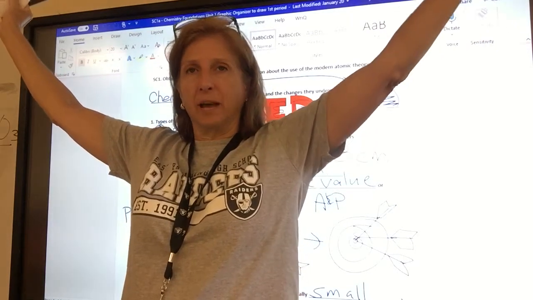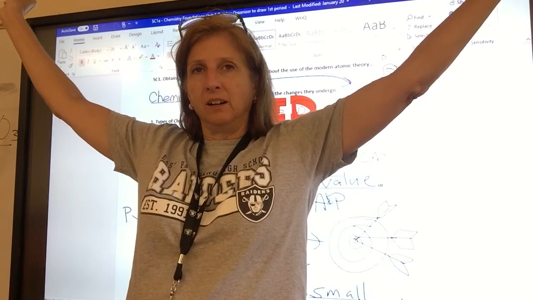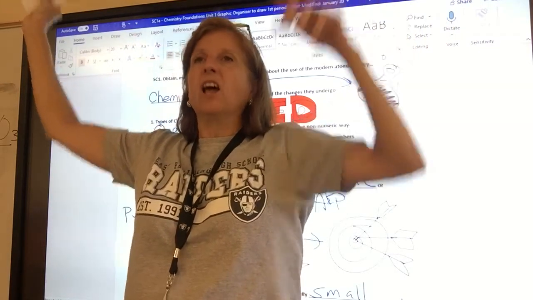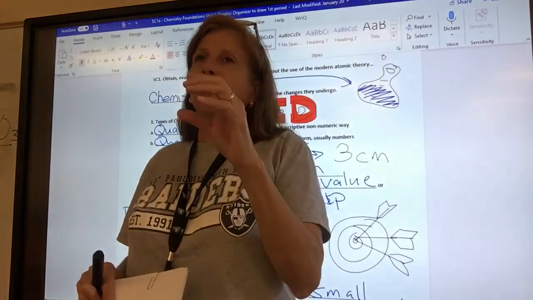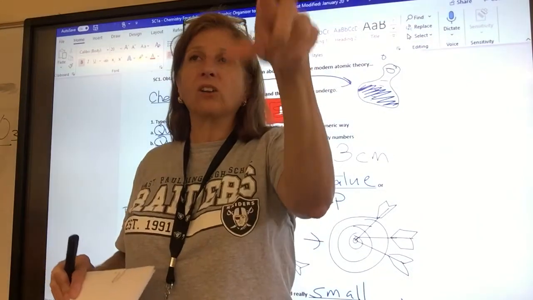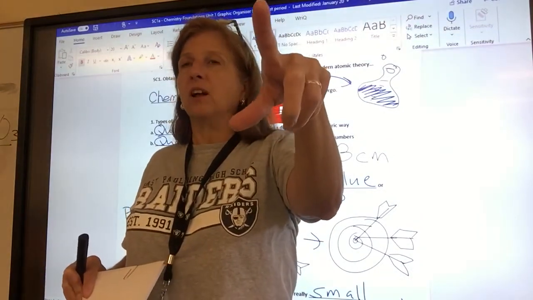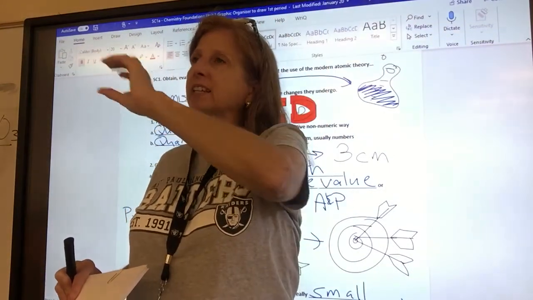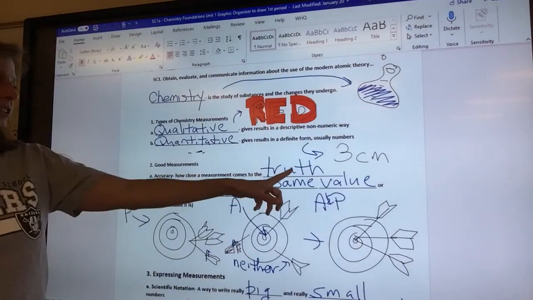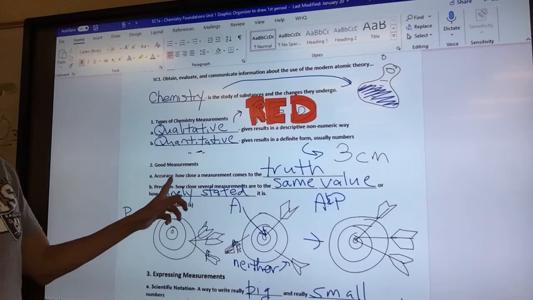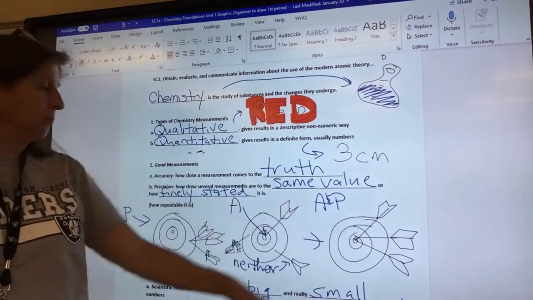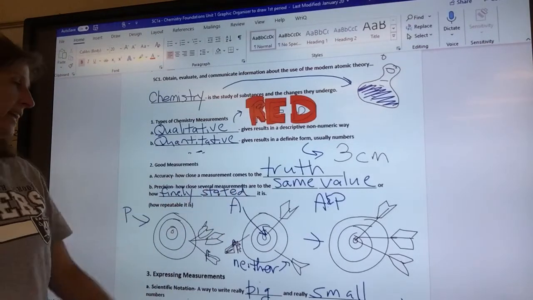Close, what else? What do you got, Max? Accuracy is close to the center, precision is close to other results. Yes. Precision is how finely stated it is or how close it is to other results. Accuracy is how close it is to the truth. So accuracy, how close the measurement is to the truth. Precision, how close several measurements are to the same value, or how finely stated it is.